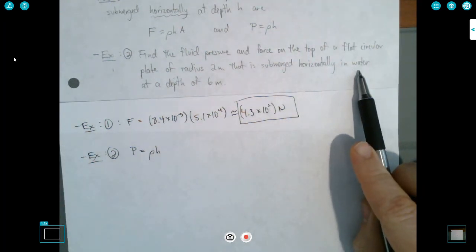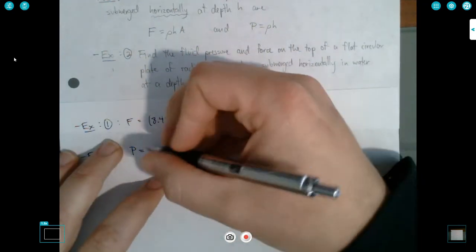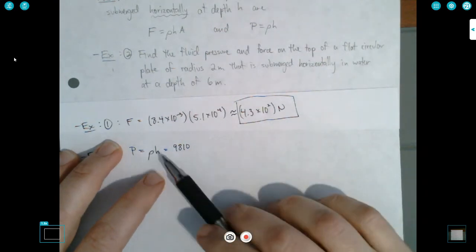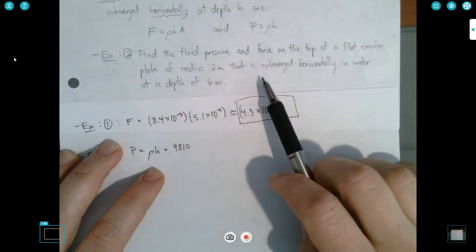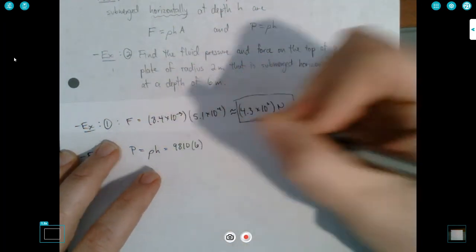what is the weight density of water? The weight density of water, not in pascals, but in newtons per cubic meter, is 9,810. And since we're working with meters, that's the weight density that we want to use. So it's 9,810. Meanwhile, the depth, h, it says that it's submerged horizontally in water at a depth of 6 meters. So we would just say times 6.